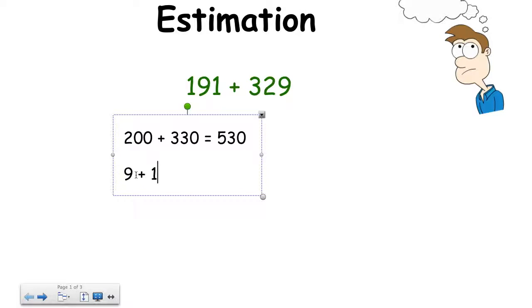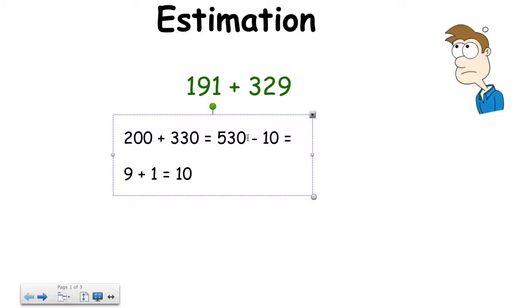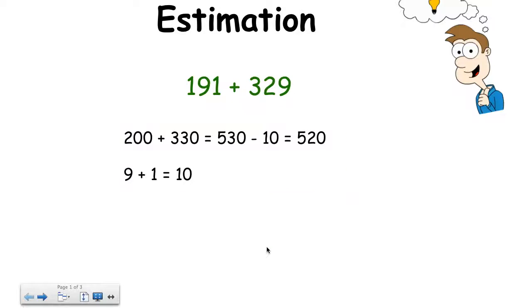Now we know that we added 9 to 191 and 1 to 329. If we add that together, we get 10. Since we had to add it to these numbers, we want to subtract 10 from this number. So now I'm going to go 530 minus 10, which we know gives us 520. And 520 right here actually ends up being our answer for 191 plus 329.